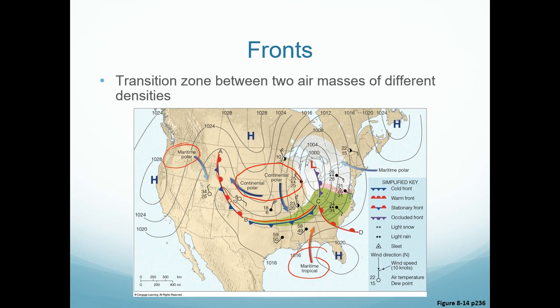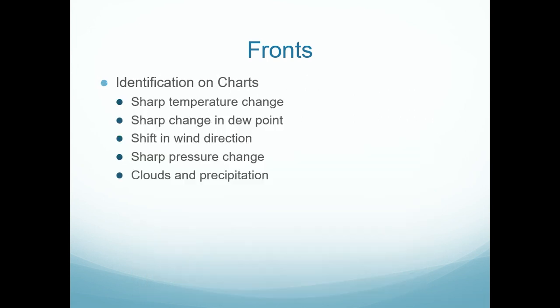Now there are four basic types of fronts that we see here in our key for this figure. Cold fronts, warm fronts, stationary fronts, and occluded fronts. We'll start talking about the simplest, and that is the stationary front. But before I do, let's talk about the basic ways you can tell when you have a front. When you have a front then you'll see it on a chart as a sharp change in temperature, a sharp change in dew point, a shift in wind direction, a sharp change in pressure, and then you'll have significant clouds and precipitation along that front. And we'll see these again in just a few slides.